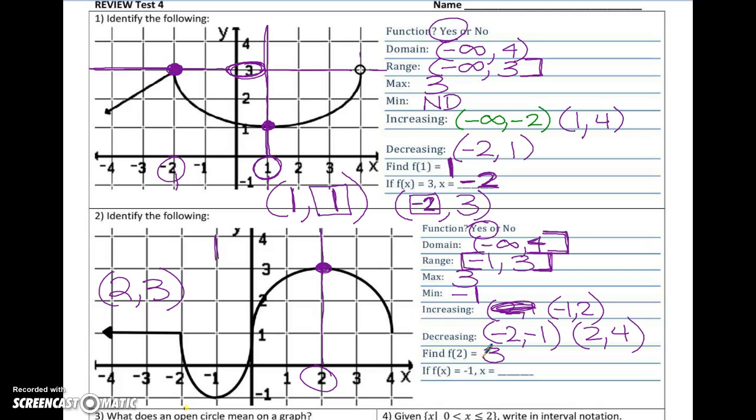And the second part, if f of x is -1, then we don't know what x is, but our output is -1, or the y value. So I'm going to go to the y, -1. So where do we hit the graph at that y value? Right here. That's where it's touching the graph. And so that means this is the point -1, -1. X is -1, y is -1.